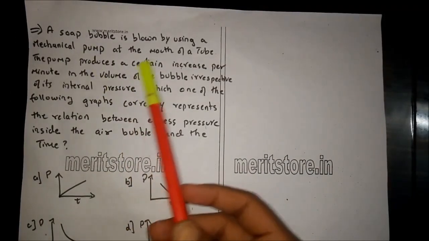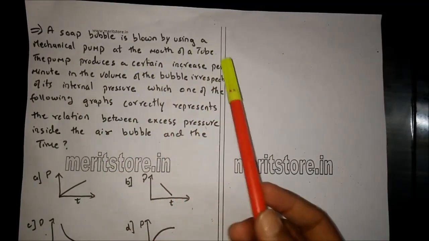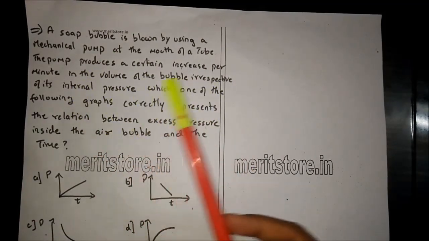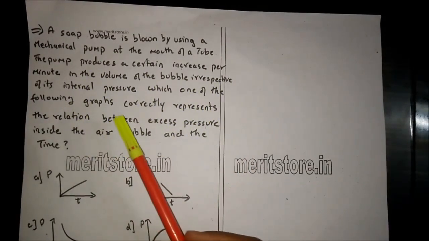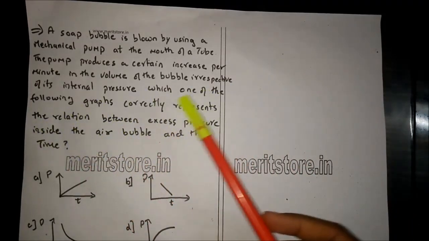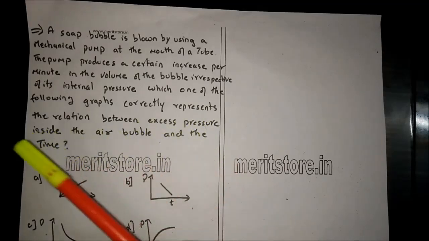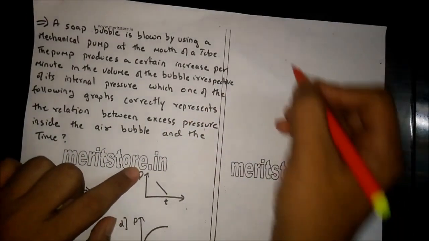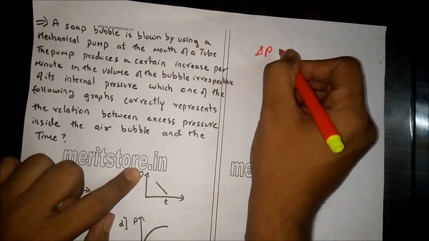A soap bubble is blown by using a mechanical pump at the mouth of a tube. The pump produces a certain increase per minute in the volume of the bubble, irrespective of its internal pressure. Which one of the following graphs correctly represents the relation between excess pressure inside the air bubble and the time? Here are the graphs.